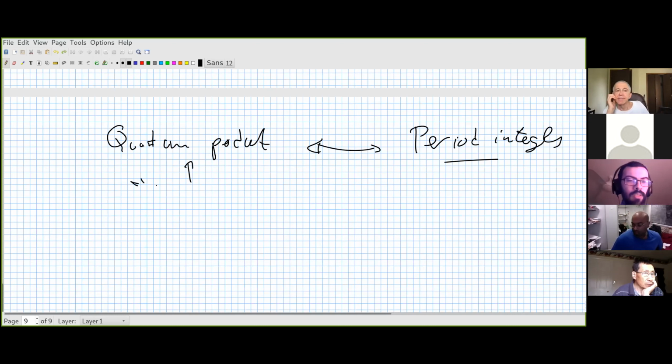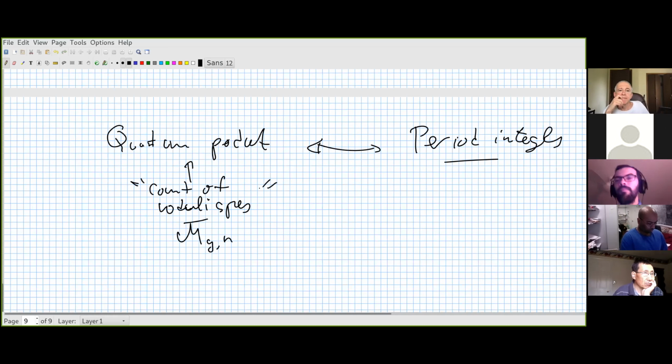This is a count of moduli spaces M bar Gn of X with some count. Okay, so now I'm saying, well, not only can you count them, you can also try to remember their Bordism class.